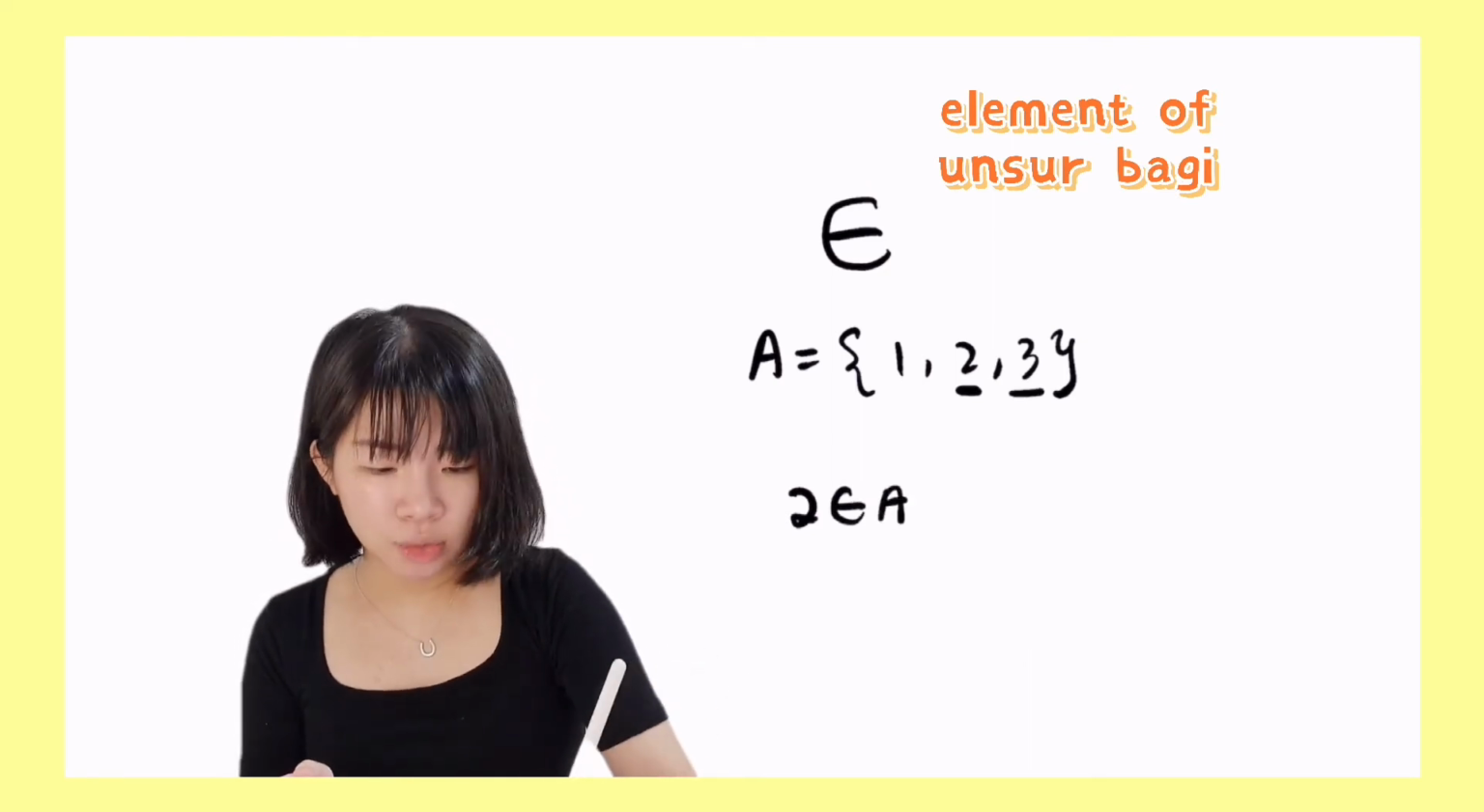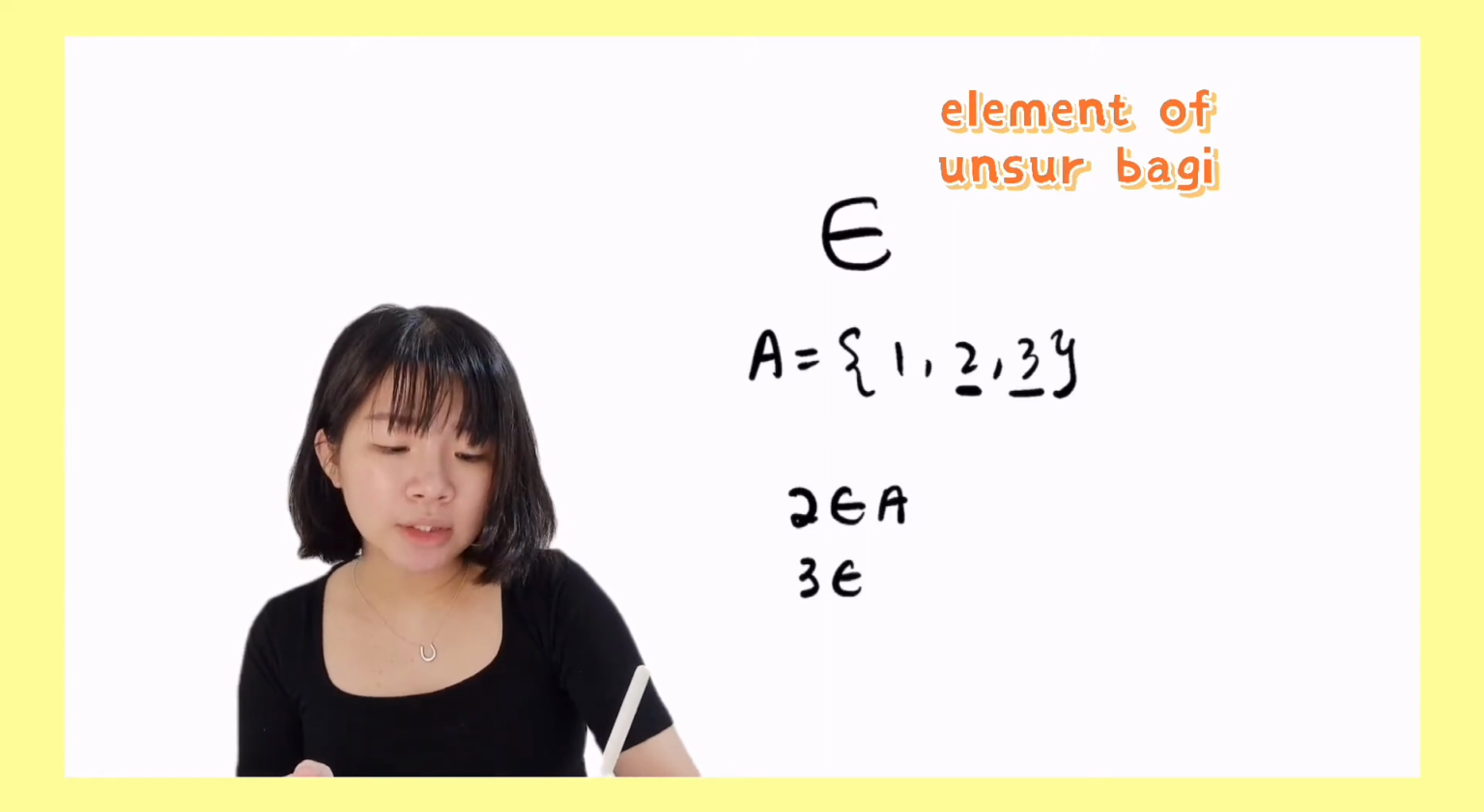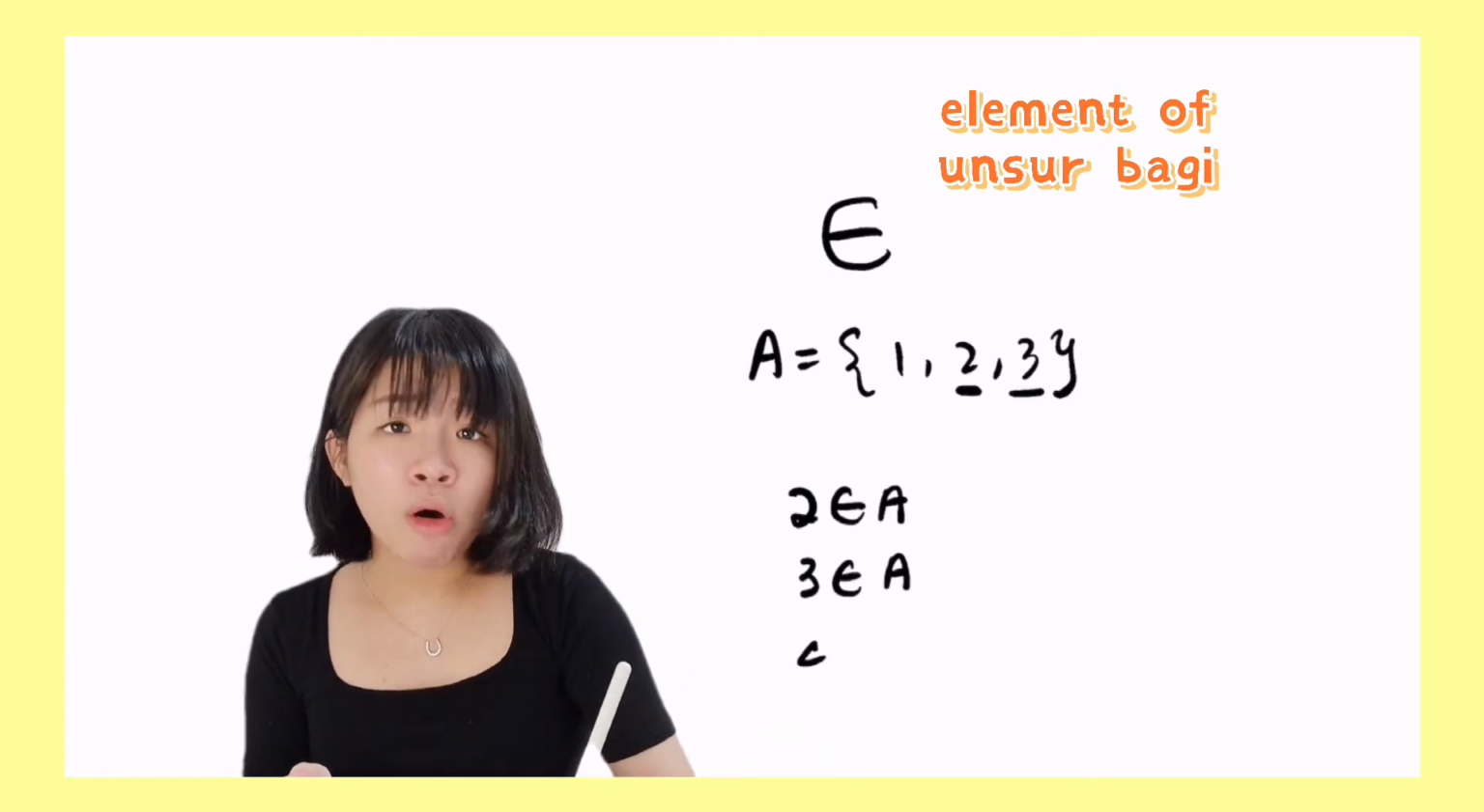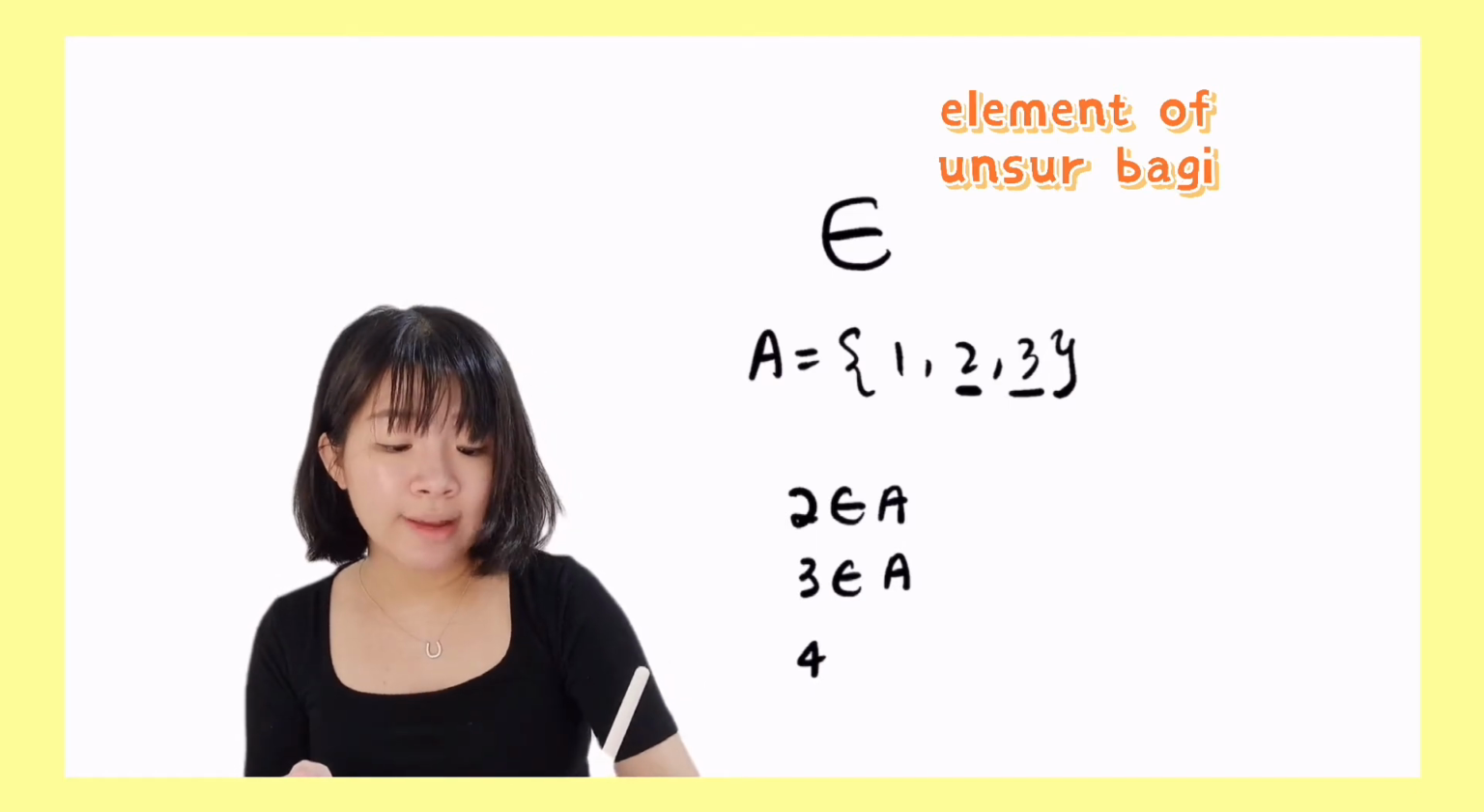3 is found in set A. So we can say that 3 is an element of set A. Let's say 4. 4 is not in set A. So we can write it as 4 is not an element of set A.